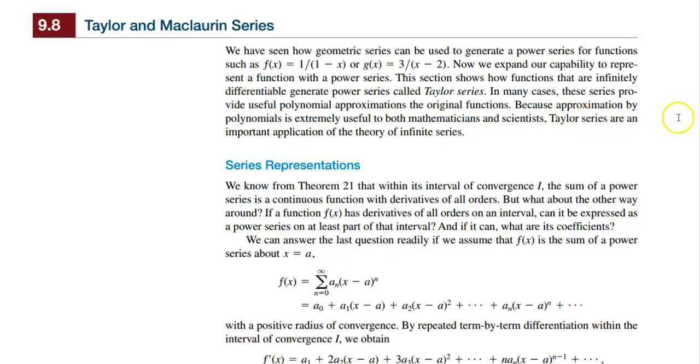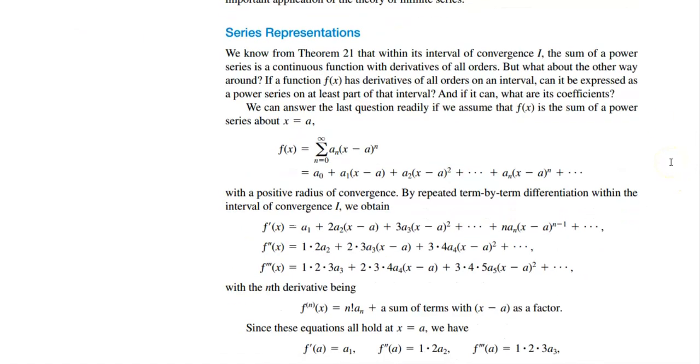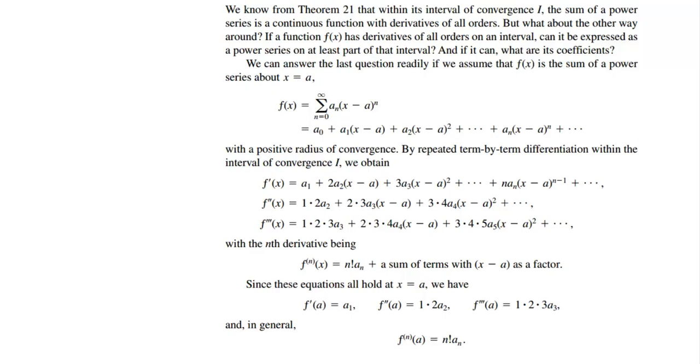So, we know from Theorem 21 that within its interval of convergence I, the sum of a power series is a continuous function with derivatives of all orders. But what about the other way around? If a function f of x has derivatives of all orders on an interval, can it be expressed as a power series on at least part of that interval? And if it can, what are the coefficients?